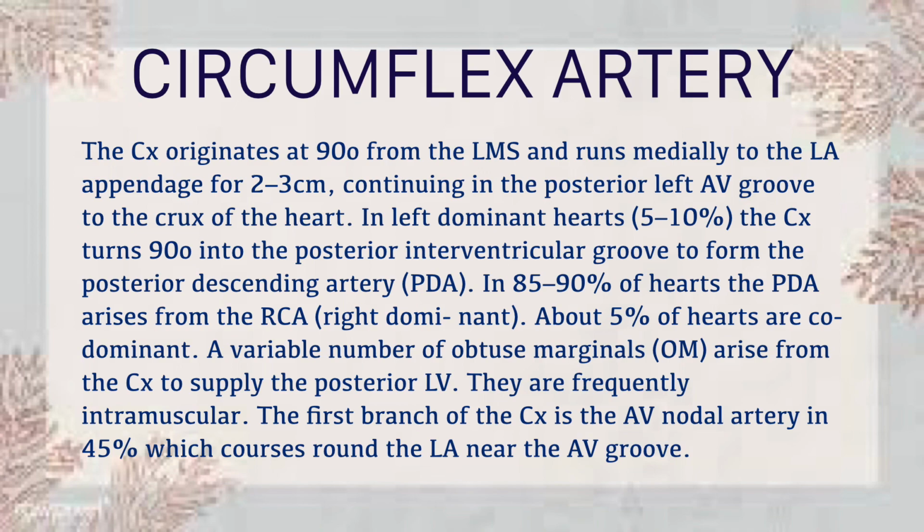In 80 to 90% of hearts the PDA arises from the right coronary artery. About 5% are left dominant. A variable number of obtuse marginals arise from the circumflex to supply the posterior LV. They are frequently intramuscular. The first branch of the circumflex is the AV nodal artery in 45%, which goes around the LA near the AV groove.